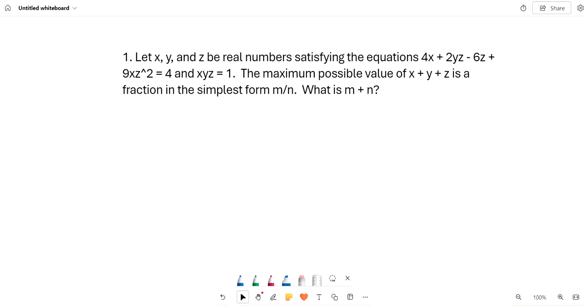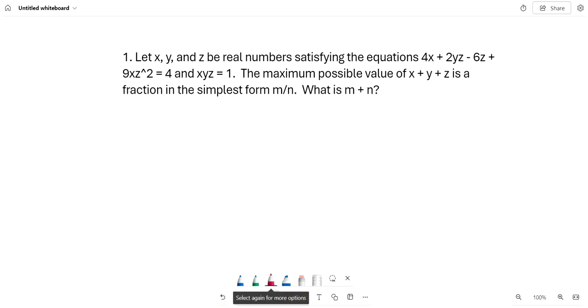So this is week 69 quiz, and number 1 says: let x, y, and z be real numbers satisfying the equations 4x plus 2yz minus 6z plus 9xz squared equals 4, and xyz equals 1. The maximum possible value of x plus y plus z is a fraction in the simplest form m over n. What is m plus n?